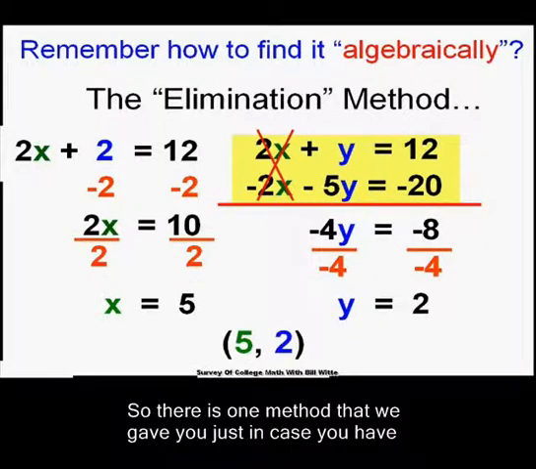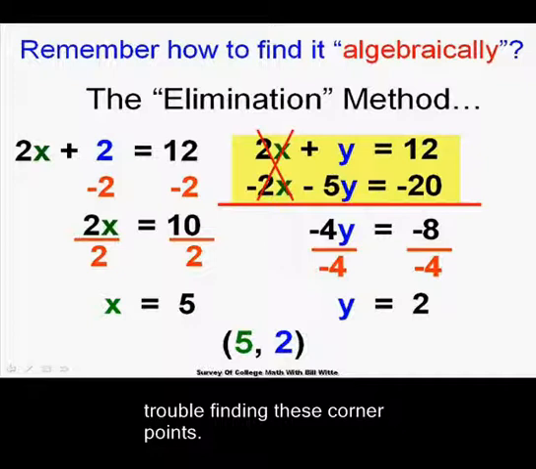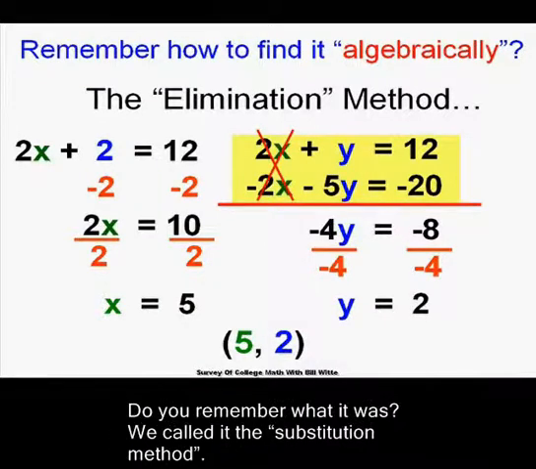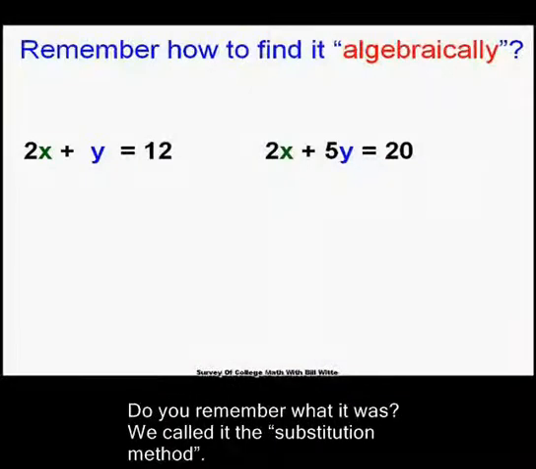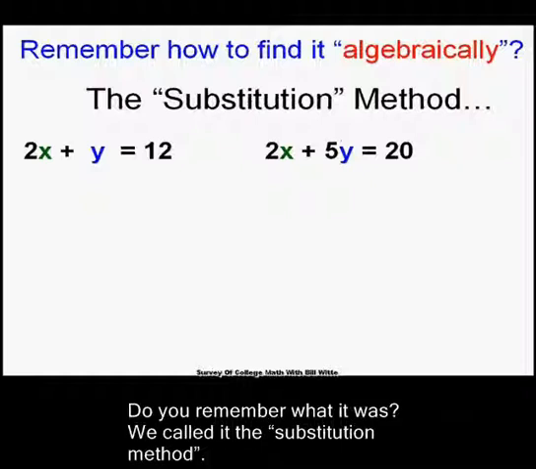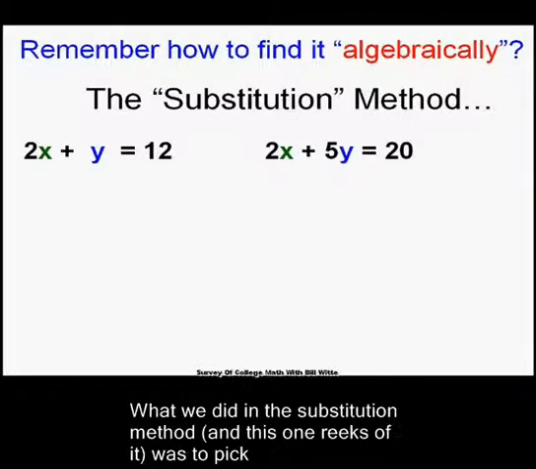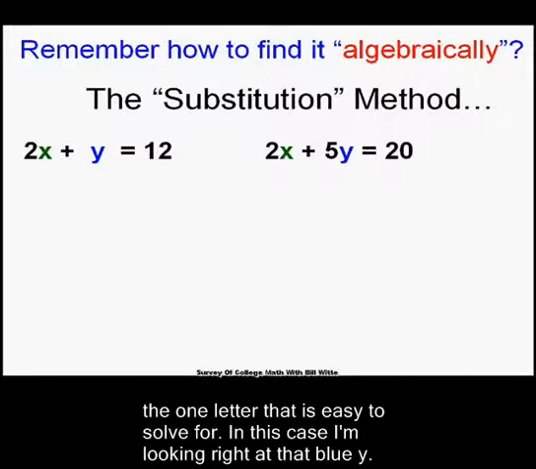So there was one method we gave you, just in case you're having trouble finding these corner points. Now there was another method we gave you to find the intersection of two lines. Do you remember what it was? Excuse me, Professor Brainiac. We called it the substitution method. Many of you like this even better than the elimination or addition method. What we did in the substitution method was to pick the one letter that's easy to solve for. In this case, I'm looking right at that blue y. He's almost by himself now.